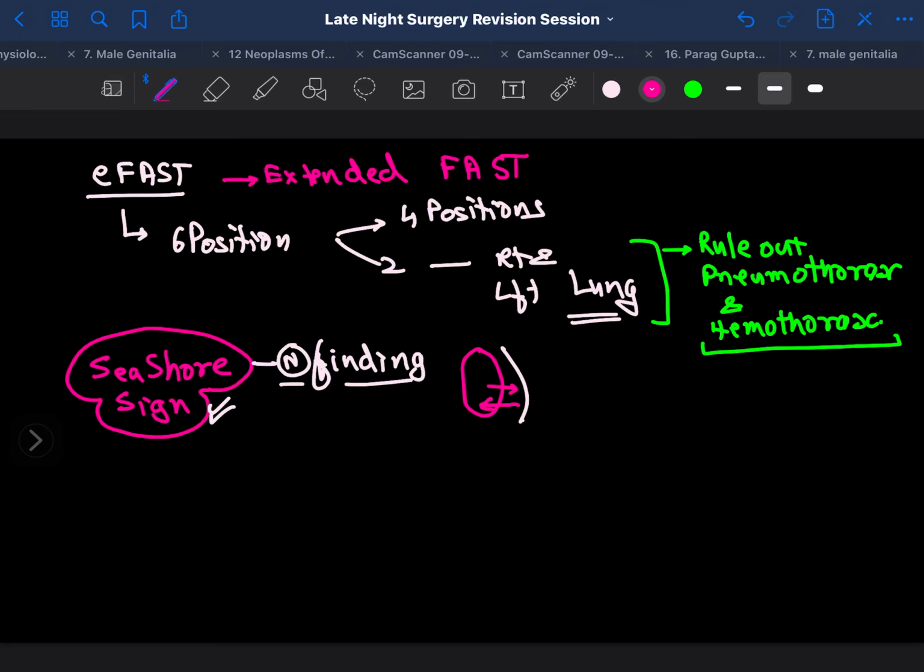But let's say there is a patient who is having a pneumothorax. In that patient, we will get something which is called the stratosphere sign, or a barcode sign.